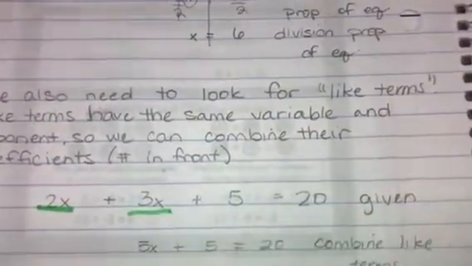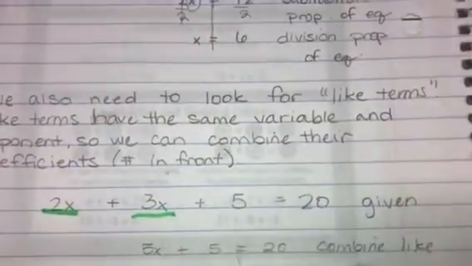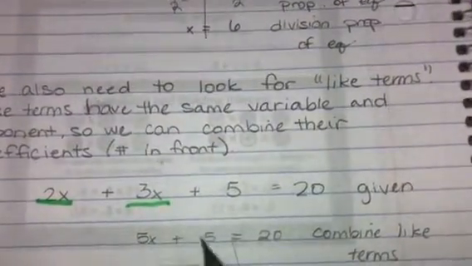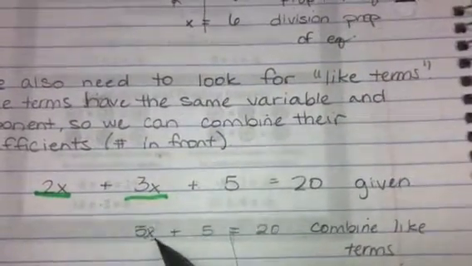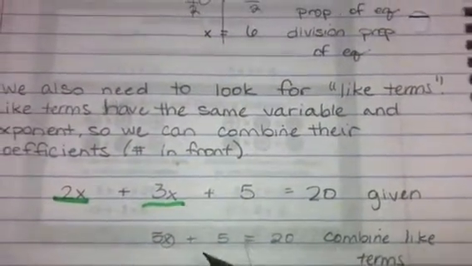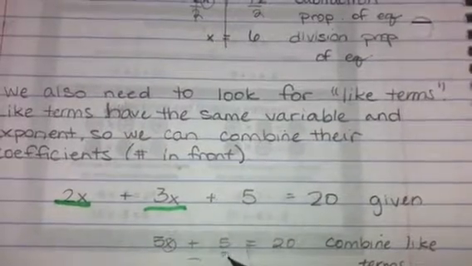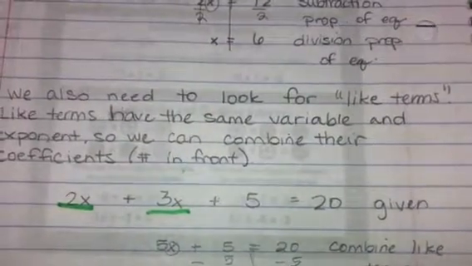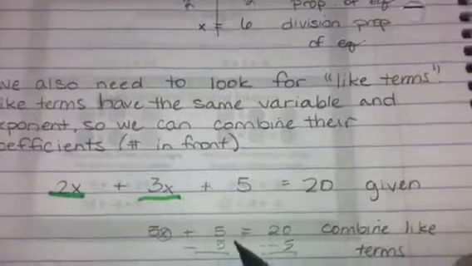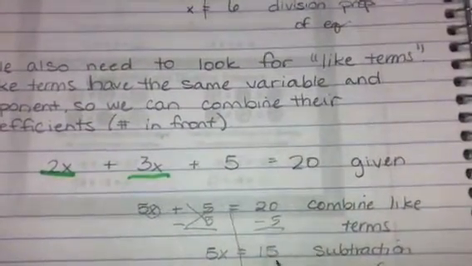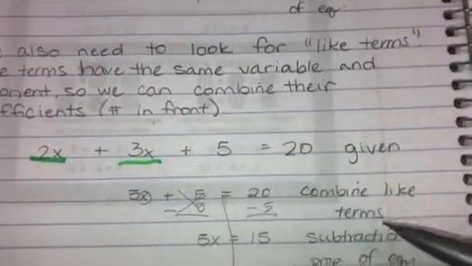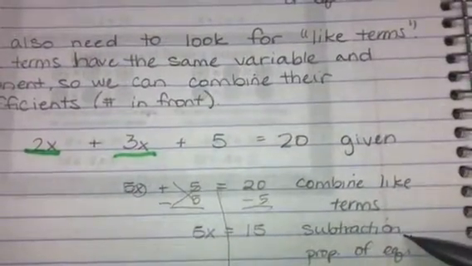So notice I don't draw in my line and circle the letter until I'm done combining like terms or distributing. So I draw the line, circle the variable, farthest away is the plus 5, so I do the opposite, I subtract 5 from both sides. We rewrite what we have left, these cancel out, and I have 5x equals 15. I got there by subtracting, so that's the subtraction property of equality.